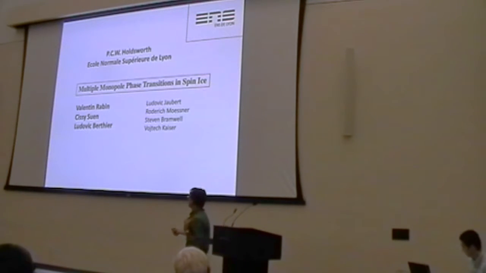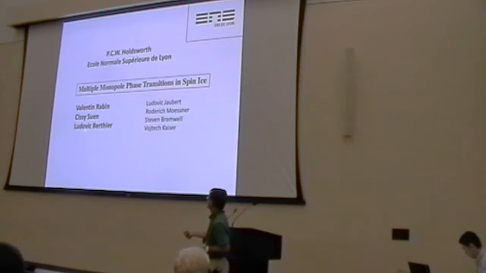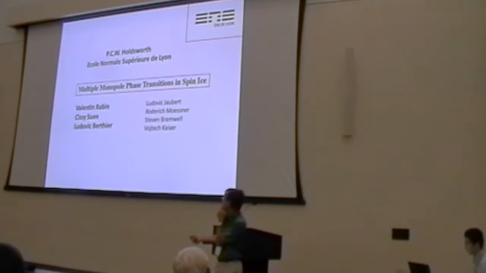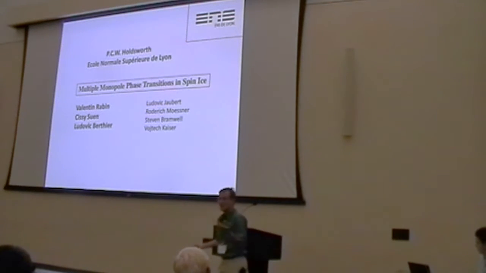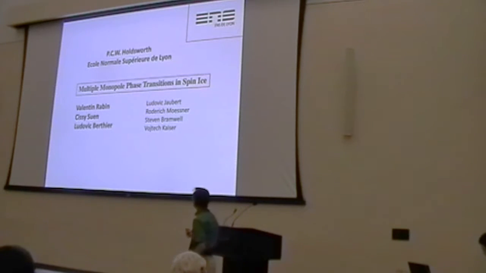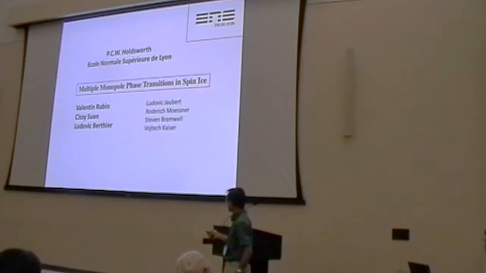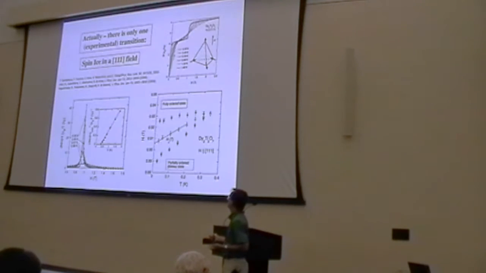Sissi Suen, who was a summer student from McMaster University, and Ludovic Berthier, who's an expert on non-equilibrium statistical mechanics at Montpellier University. But this work is certainly not stand-alone, and it's based on previous work that I've done with Ludovic Jaubert, Ludovic Moses in Rabat, and Wojciech Kaiser. Okay, so monopole phase transitions in spin ice.